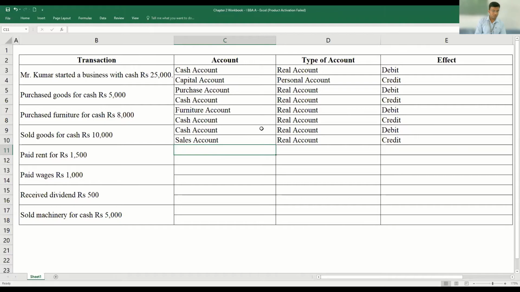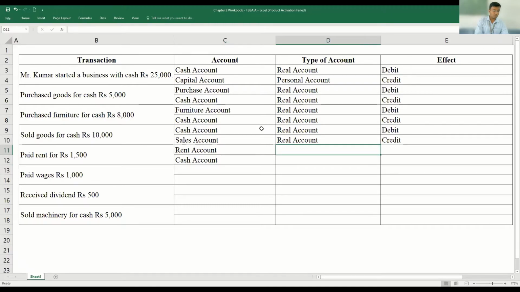Paid rent for rupees 1,500. So what happens over here? Which are the two accounts involved? The two accounts involved are rent account and cash account. Because when you pay cash, what happens to the cash? Cash would be going out.